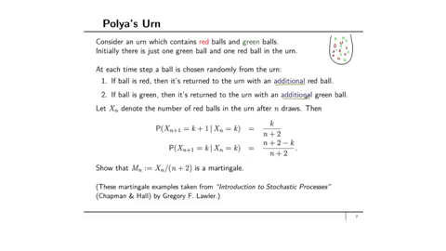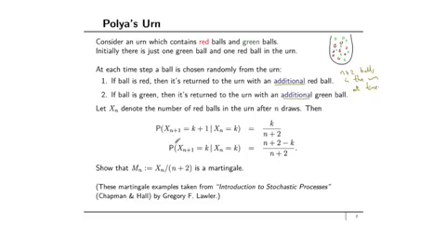So what we're going to see is that there are n plus 2 balls in the urn at time n. And this follows because we begin with 2 balls, and after every play of the game, we add an additional ball, either an additional red ball or an additional green ball. So you have n plus 2 balls in the urn after time n. Let Xn denote the number of red balls in the urn after n draws.